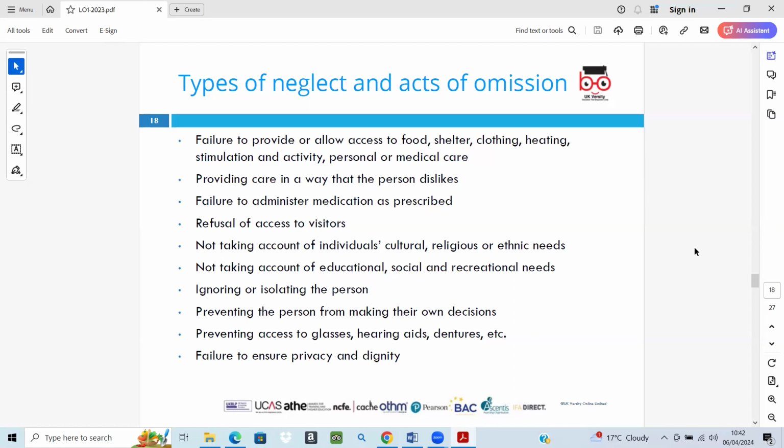So these are the sort of type of neglect which may occur by the care provider. So we should be able to cater to the religious, cultural, or ethnic needs of the individual.